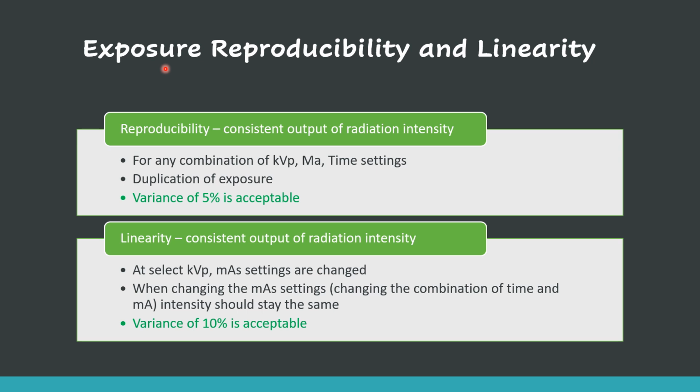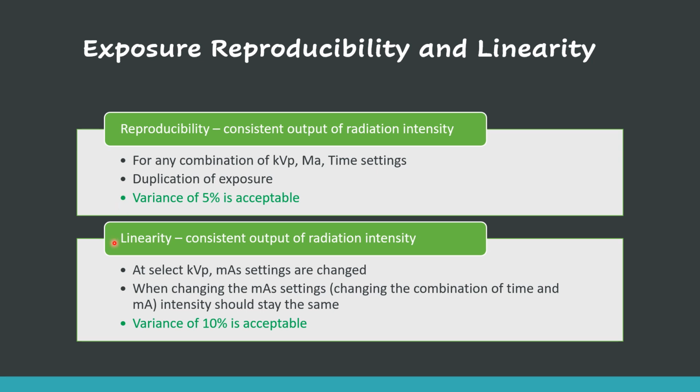Exposure, reproducibility, and linearity. Reproducibility is consistent output of radiation intensity. For any combination of kVp, mAs, time settings, duplication of exposure, variance of 5% is acceptable. So what we're saying here is that in order to get an output of 100, let's say we did any kind of combination like 20 kVp at 5 mAs, or 5 kVp at 20 mAs, or 10 kVp at 10 mAs. So any kind of combination will give us a consistent output, and the variance of 5% is acceptable.